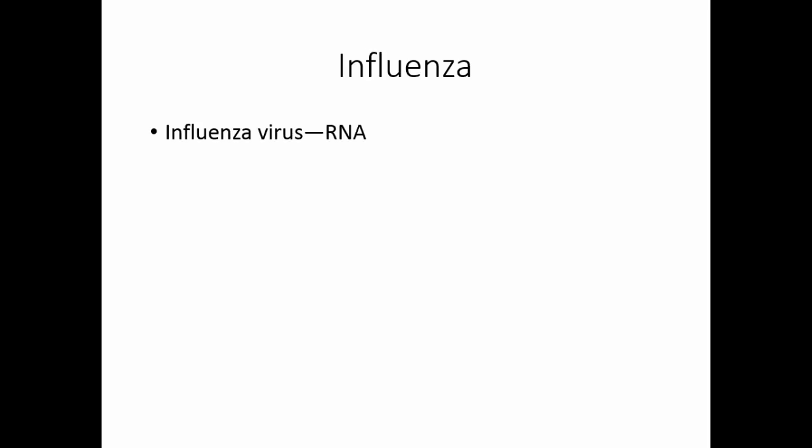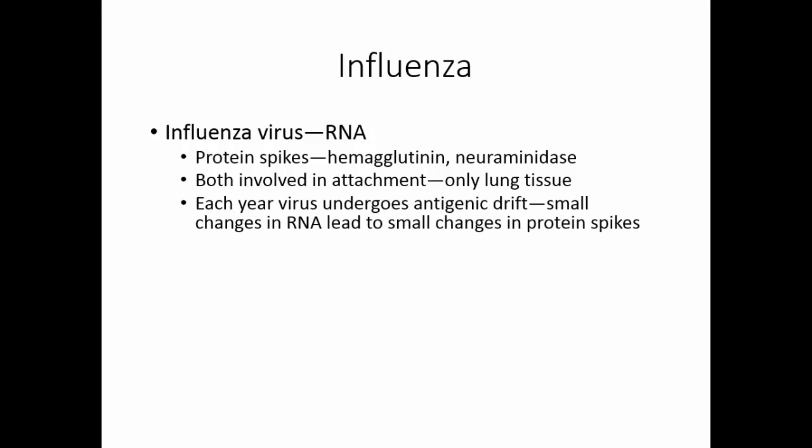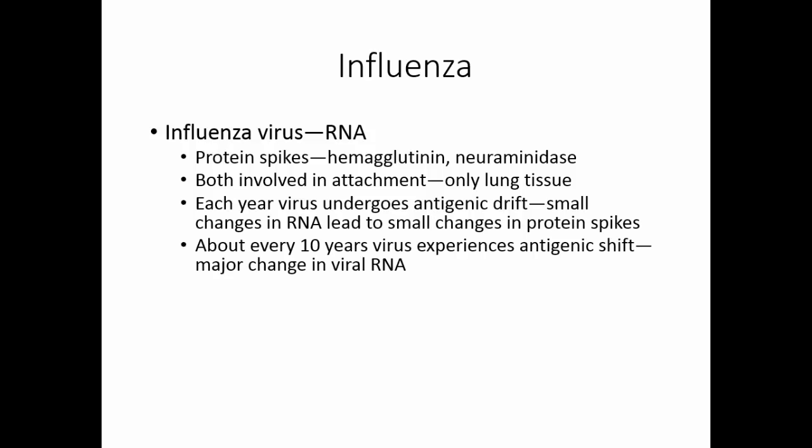Influenza is caused by the influenza virus, which is an RNA virus. This virus has protein spikes on its capsid. The proteins are hemagglutinin and neuraminidase. The spikes are involved in attachment of the virus, and the virus will attach only to lung tissue. Each year, the virus undergoes something called antigenic drift. There are small changes in the RNA that lead to small changes in the protein spikes. About every 10 years, the virus experiences antigenic shift. Here we see a major change in the viral RNA.